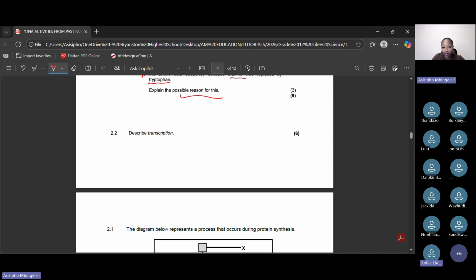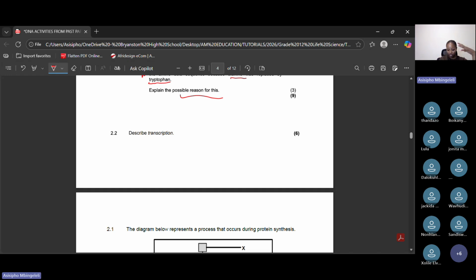Okay, let me go back here. I can't really see who's talking. Please talk again so that I can see on my screen. I'm saying I'm describing transcription. It is the process where mRNA is formed from DNA.